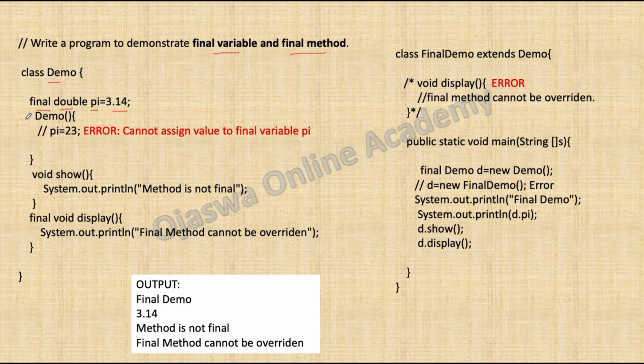Then we have default constructor. We are not using default constructor. There is no code inside this. You can just try out to check whether you can reassign value for the final variable. If you do this, pi equal to 23, once you have initialized your variable over here, pi equal to 3.14, if you are trying to reassign the value again, compiler will throw an error saying cannot assign value to final variable pi. I have commented this out. You can try this while executing your program in the IDE.